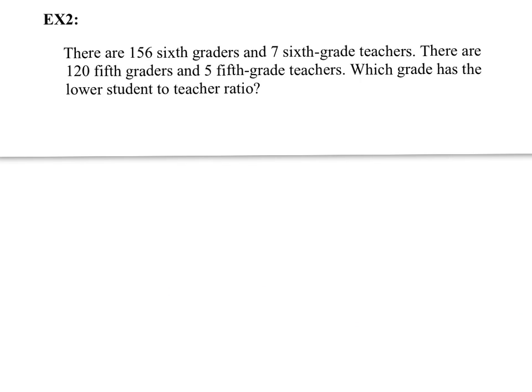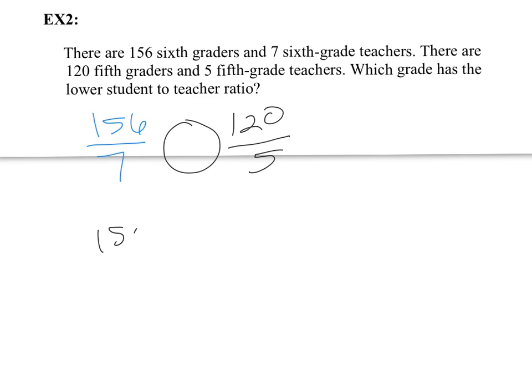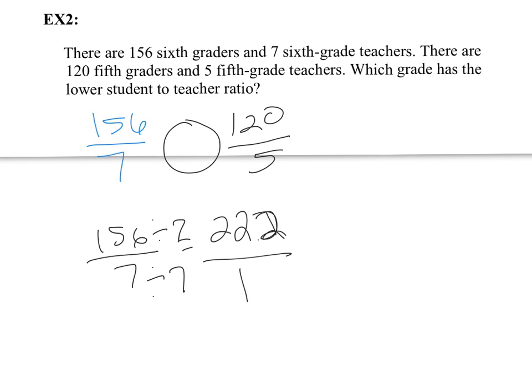Now in this next question, there are 156 sixth graders and 7 sixth grade teachers. And we want to compare them to 120 fifth graders and 5 teachers. Which grade has the lower student to teacher ratio? So in this case, I go 156 divided by 7 top and bottom, and it ends up being 22.2 students for every 1 teacher. And then for the 5th graders, I go 120 divided by 5, top and bottom, and it ends up being 24 students for every 1 teacher.